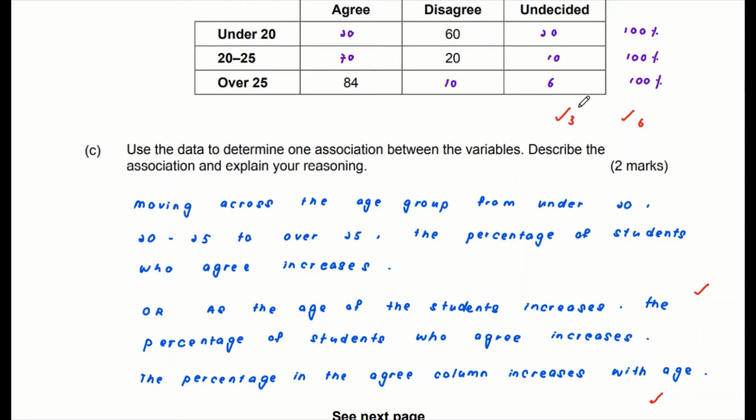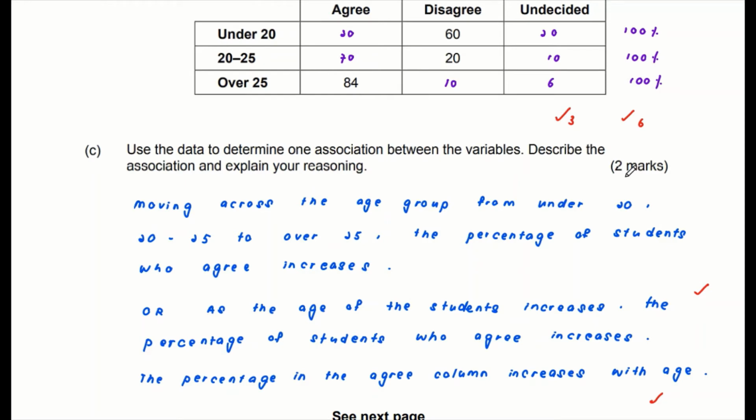So for undecided, it's the same thing as well. So if you want to do that, then it is the same. The percentage of students who are undecided decreases. So you can say that the percentage in the undecided column decreases with age. So reasoning is something like explaining how you get your answer here. So that's the idea. Alright, so the 2 marks.